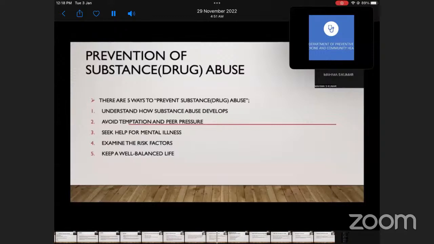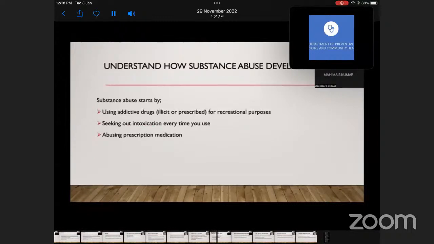Prevention of substance drug abuse. So let's have a look at how we can prevent drug abuse. There are five ways to prevent substance drug abuse. First, understand how substance abuse develops, from where it starts. Second, avoid temptation and peer pressure. Third, seek help for mental illness. Fourth, examine the risk factors. And fifth, keep a well-balanced life.